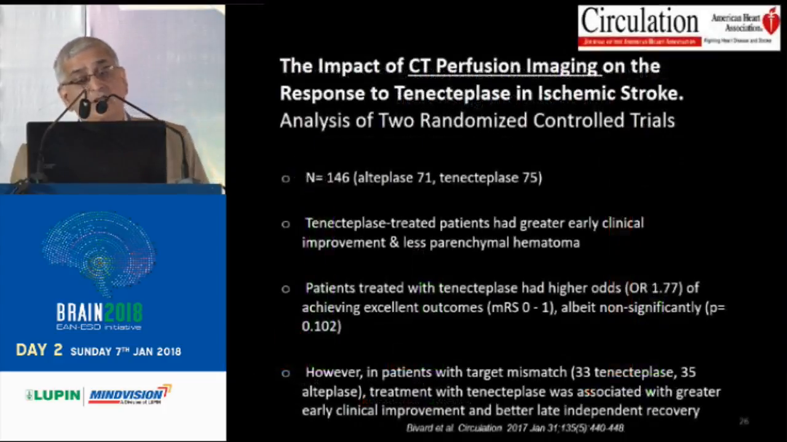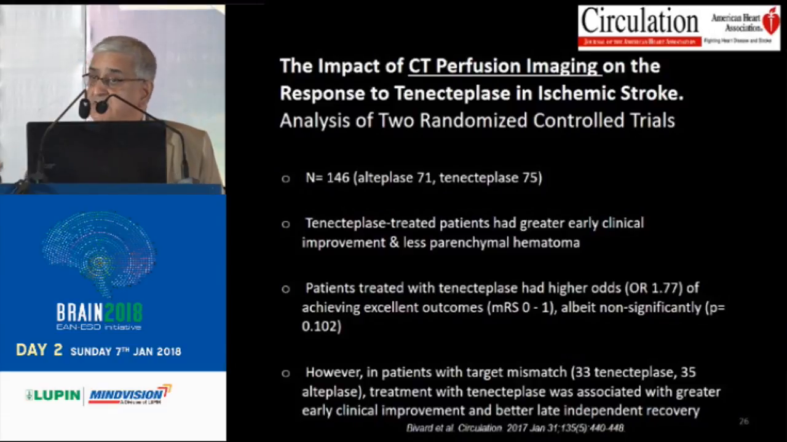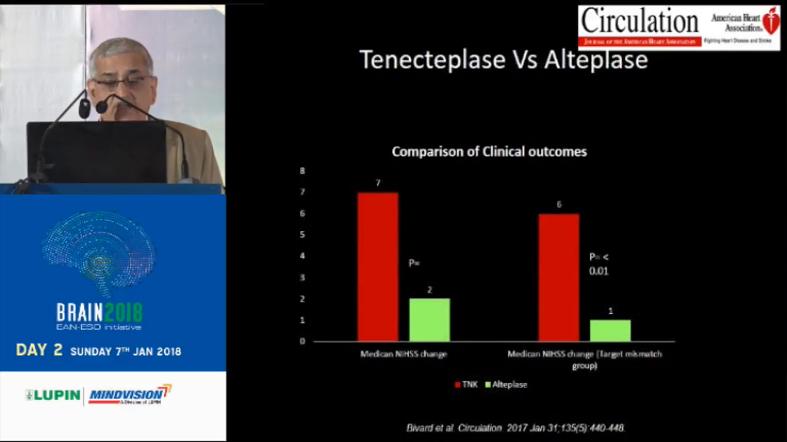Now, they have also looked at the outcome, and there's one of the studies on tenecteplase where the patients have been selected based on CT perfusion imaging, which means they have selected patients where there was a viable core, and in those patients, they have even gone beyond the conventional time window, and what they found is that, again, there was much better NIHSS change, much more improvement in the tenecteplase group compared to the alteplase.